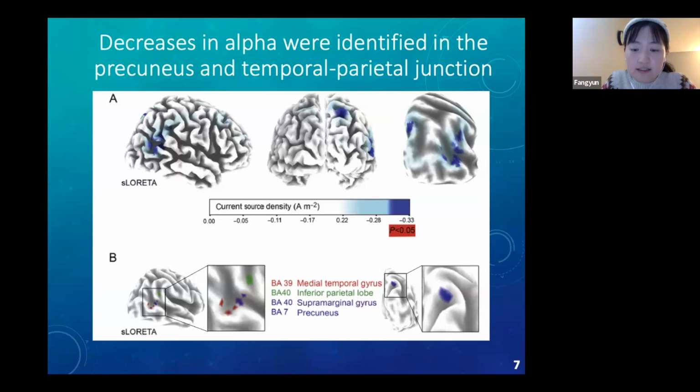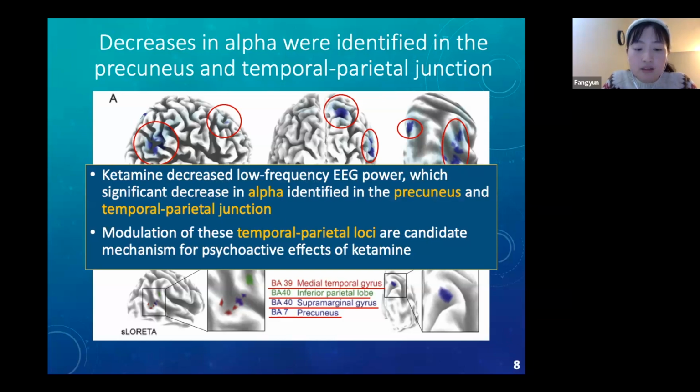They found significant decrease in 22 voxels, mainly at the right lateralized temporal parietal junction and the superior parietal regions. Significant voxels were then reduced into 4 small non-overlapping clusters: the medial temporal gyrus, inferior parietal lobe, supramarginal gyrus, and the precuneus.